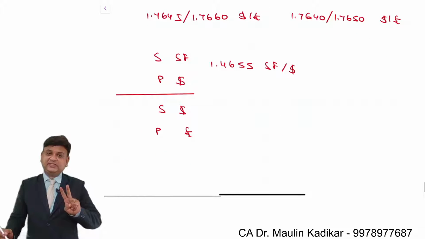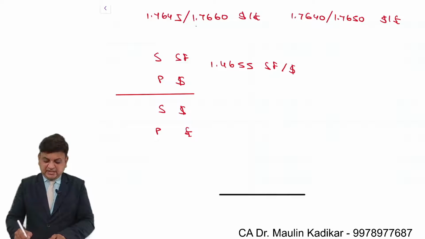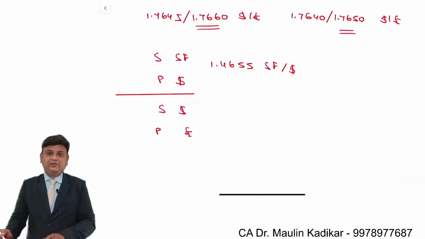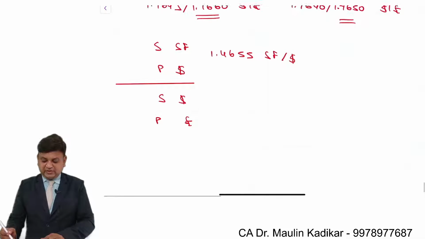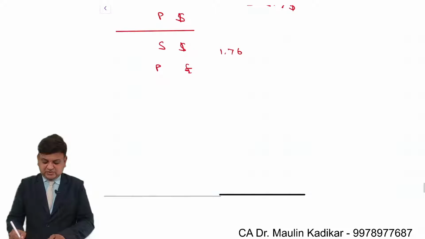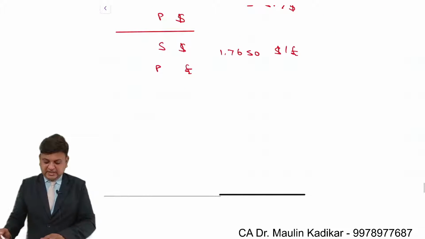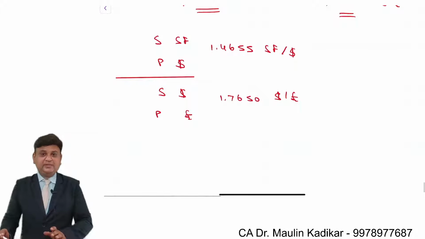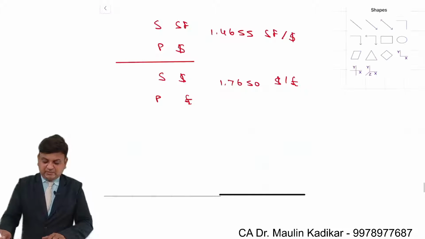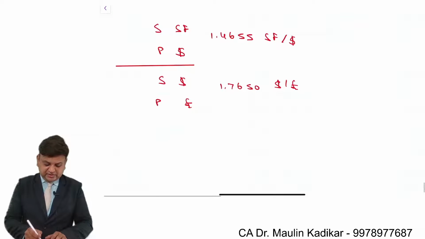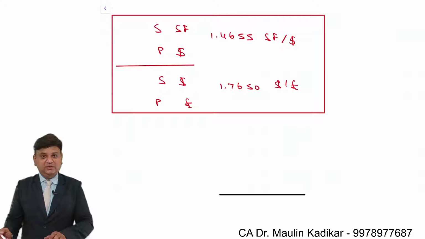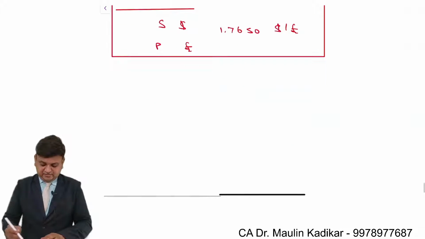Now the second transaction is sell of dollar and purchase of pound. At this rate you can buy the pound from Bank A, and at this rate you can buy pound from Bank B. So which one is lower? Again it is 1.7650 dollar per pound. That is the way you can purchase the pound at a lower rate from Bank B. So this is the combination in which you should enter into the transaction for purchasing the UK pound. This is what we understand.